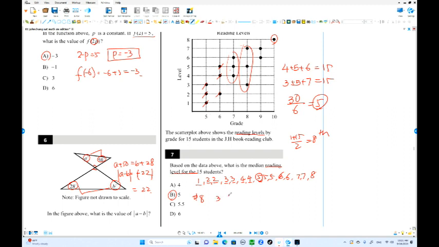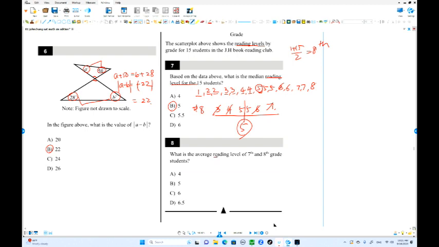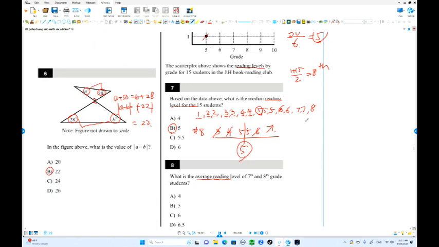3 and the 4 is 1 student, 5 is 2 students, 6 is 1 student, 7 is 1 student, right? So who is in the middle of here? 1, 2, 1, 2, still 5, okay? Oh, this is average, we did already. Average is here, okay? I thought median. So still 5 is correct.